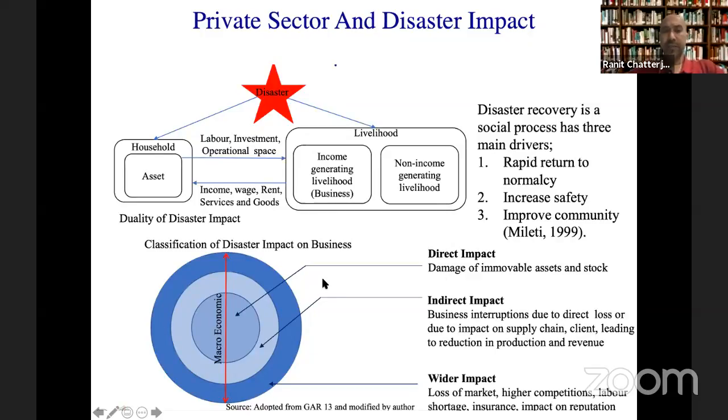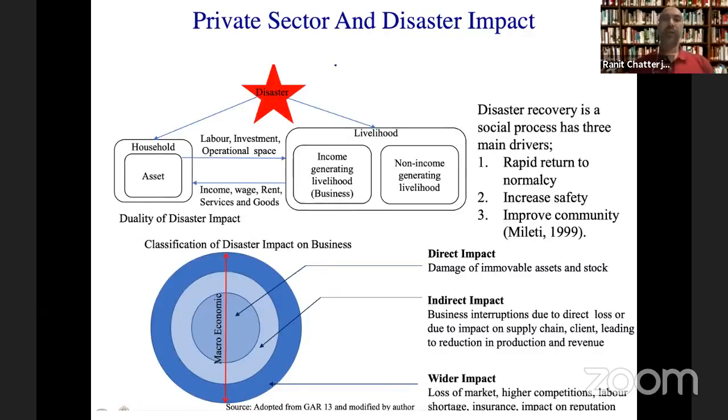Looking at what kind of impacts businesses have, there are basically four impacts. The direct impact, where a disaster might physically affect the assets and the stock or the building where the private sector is operating from. There might be indirect impacts, where the business might not have a direct physical impact, or possibly a direct physical impact is there, but it is also affecting the supply chain, client, market, and other things.